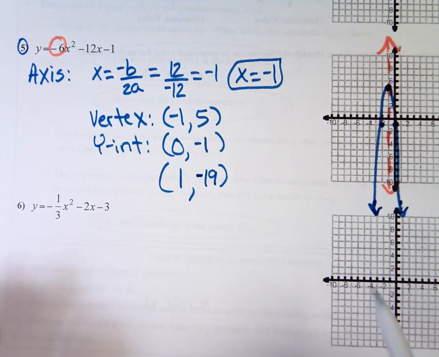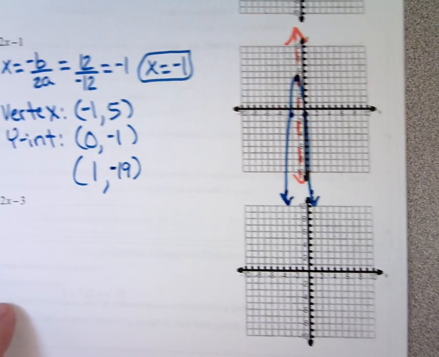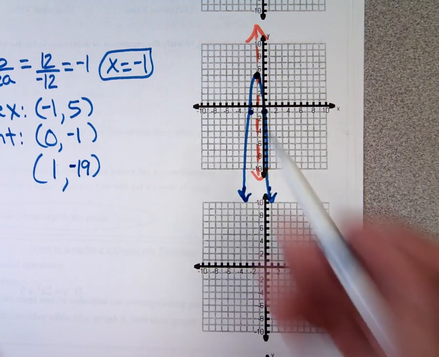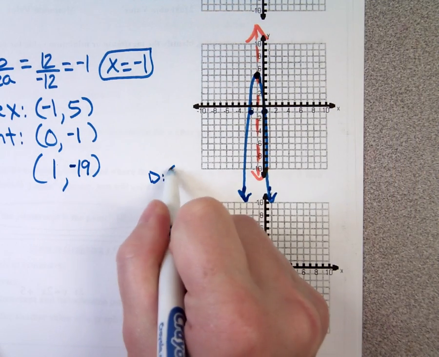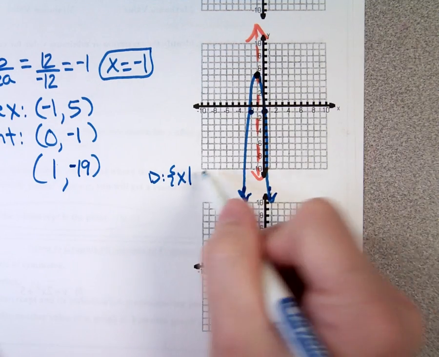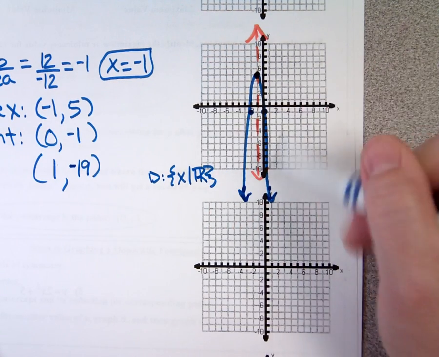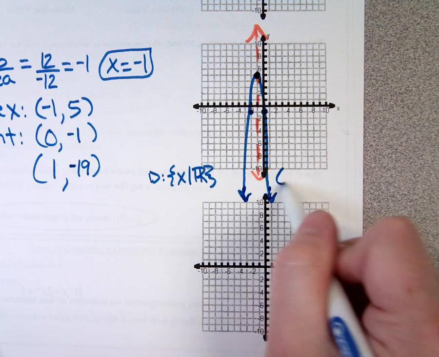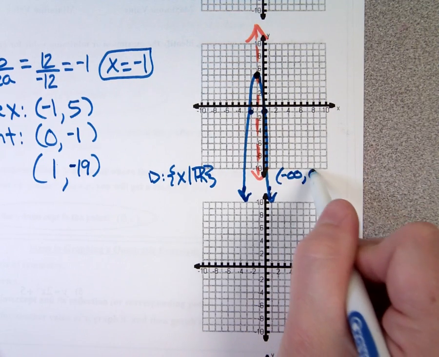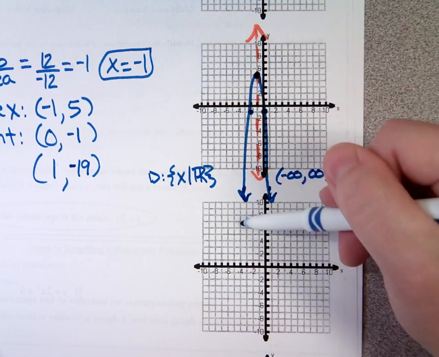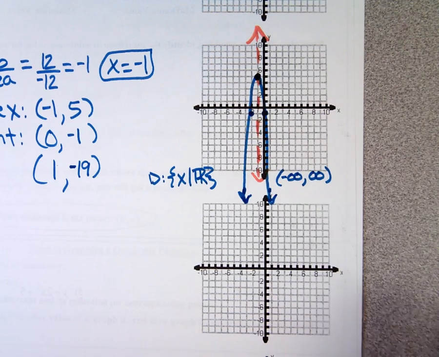Okay, what would you say? Let's just do domain and range real quick. What would you say the domain is? X such that all real numbers, because the graph goes forever left, forever right. How about interval notation? Negative infinity to positive infinity. Good, because it hits all the negative x's, all the positive x's.